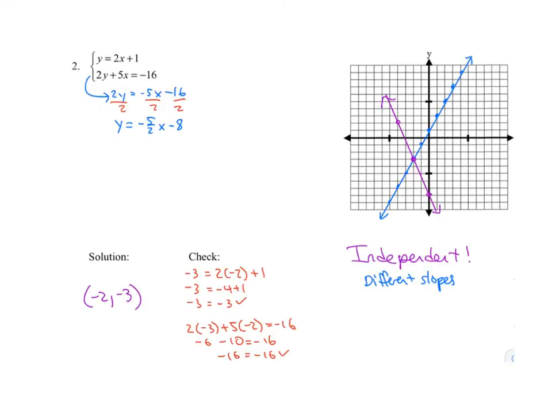Hopefully you took the time to solve that on your own, and here you can check your answer. The top equation was already in slope-intercept form, so I converted the bottom equation to slope-intercept form. I graphed them both. I found they intersected at the point -2, -3. I checked to make sure that point satisfied both equations, and it did. So this was another system of equations that was independent. It's independent, meaning it has one solution, and that's because we have two lines with different slopes.